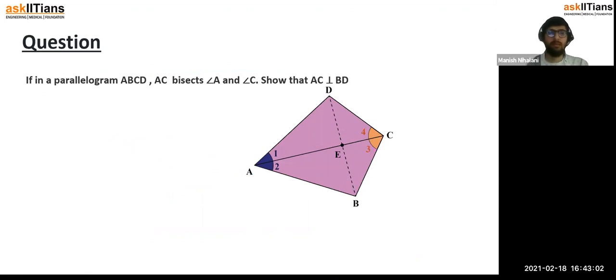It says if in a parallelogram ABCD, AC bisects angle A, right? So we can see that, and also angle C is also bisected. So angle 3 is equal to angle 4, angle 1 is equal to angle 2. This is given. You have to show that AC is perpendicular to BD, which means you have to basically show that at E you are getting a right angle, right? So how do we show this?